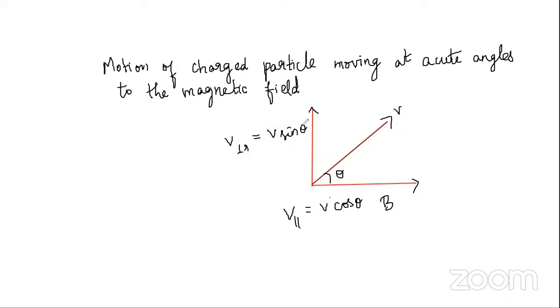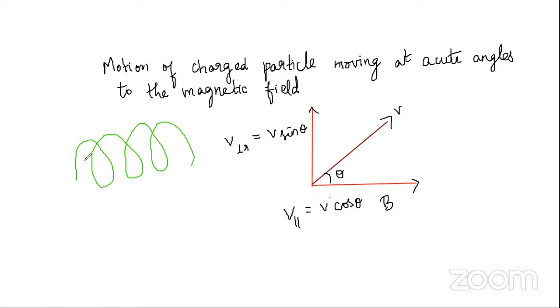So when your charged particle is moving at this kind of acute angle, it follows a helical path. And what does a helical path look like? It looks like this. Okay, it looks like a solenoid actually. The charged particle follows a helical path like this.